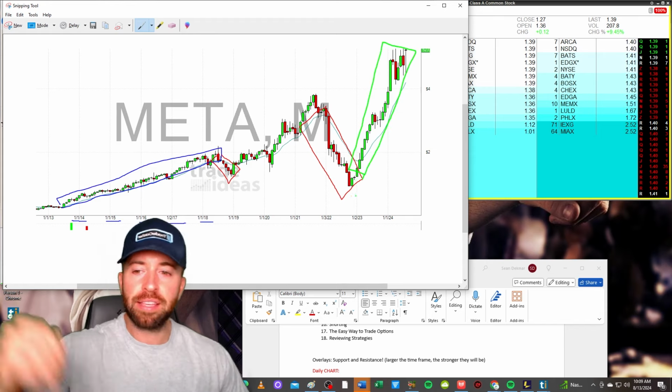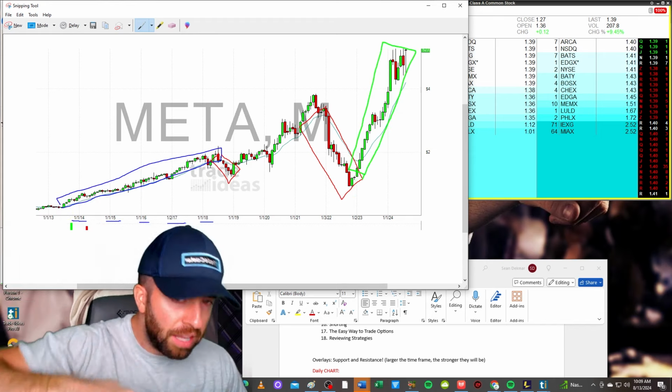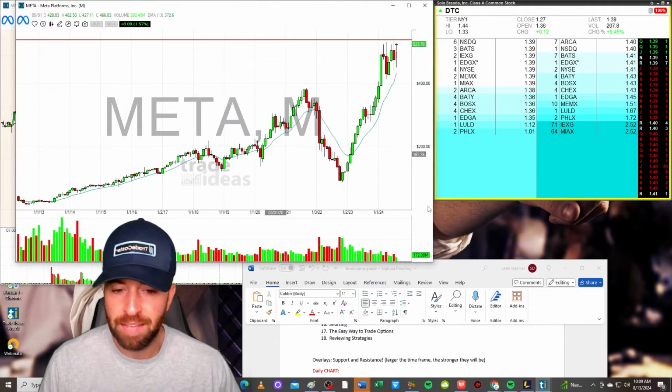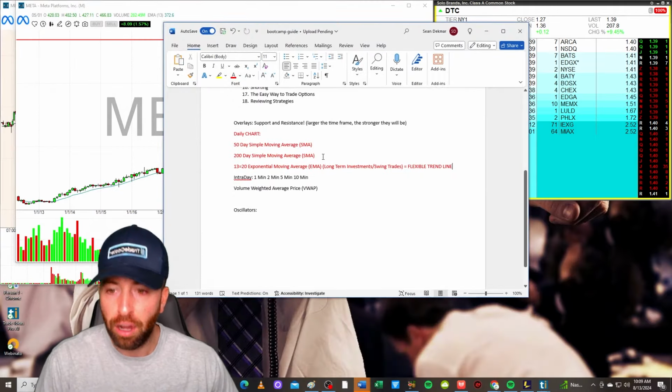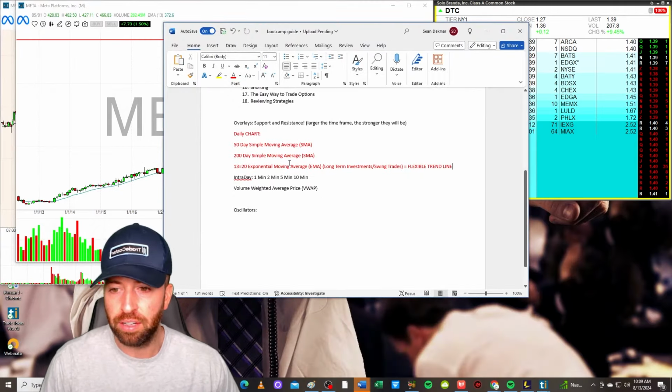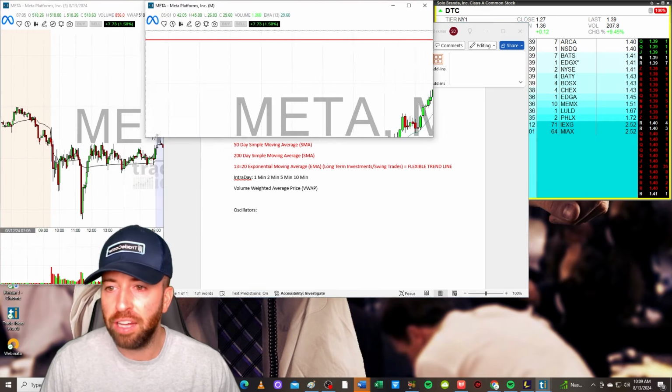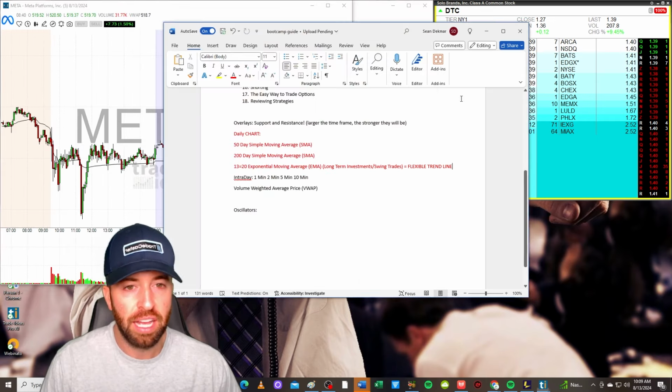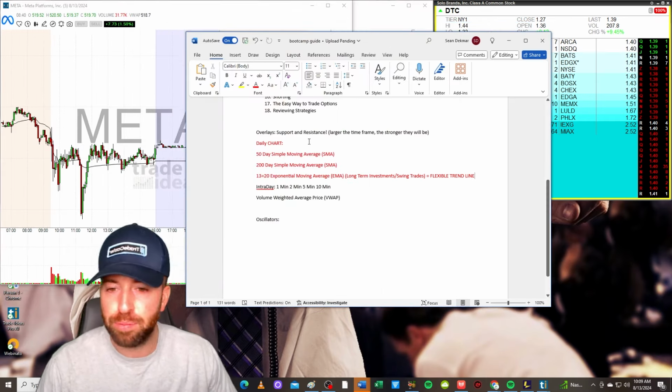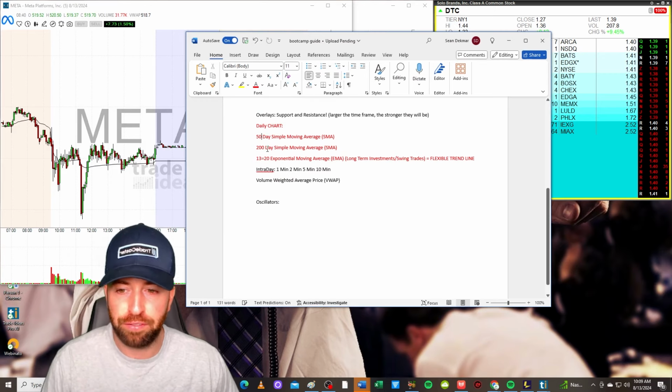So when we're above this line, we move up. When we're underneath this line, we move on down. And that is what is going to be so helpful about this indicator. So just by understanding these overlays here, just by understanding where we're at, we have the 50-day, the 200-day, the 13 and 20 EMA.